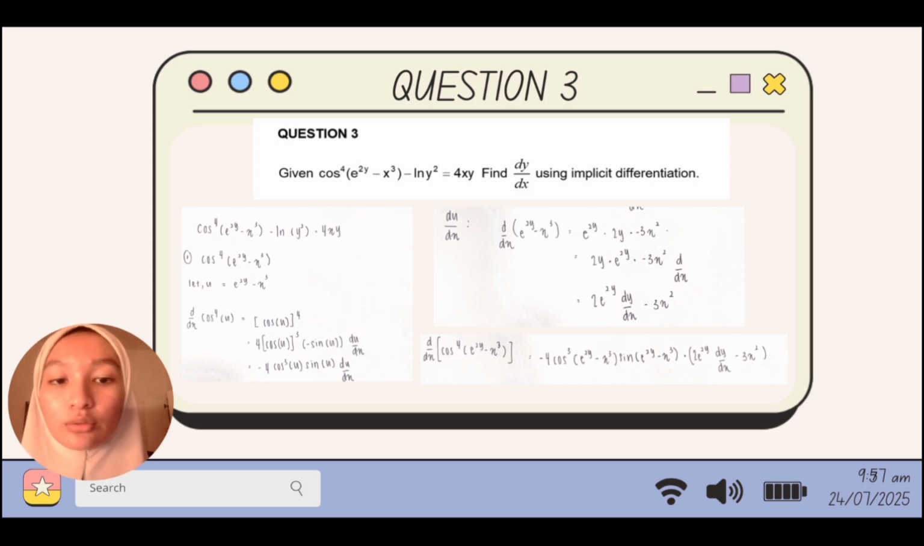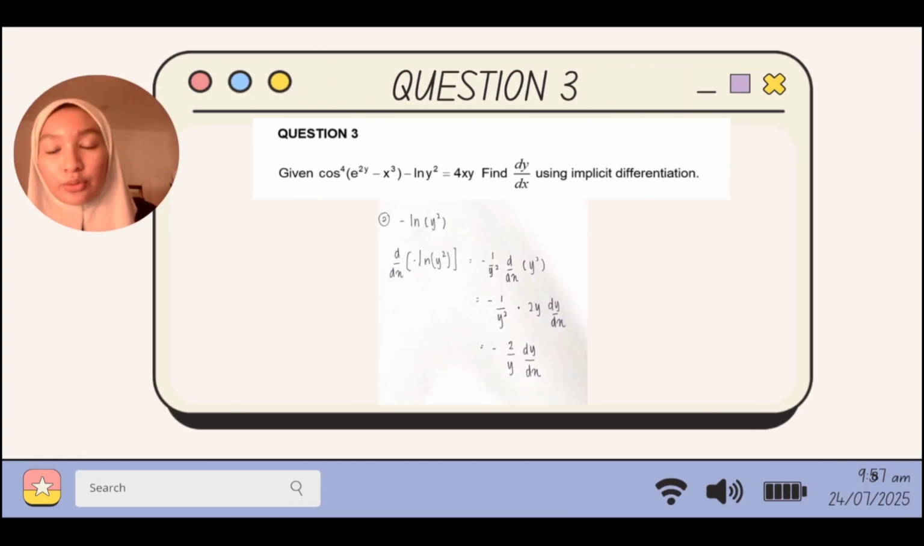For du/dx, we are going to use the chain rule to differentiate e^(2y) minus x³. We differentiate it to become 2e^(2y) dy/dx minus 3x squared. And for the final answer, we get negative 4 cos³ of (e^(2y) minus x³) sin of (e^(2y) minus x³) times 2e^(2y) dy/dx minus 3x squared.